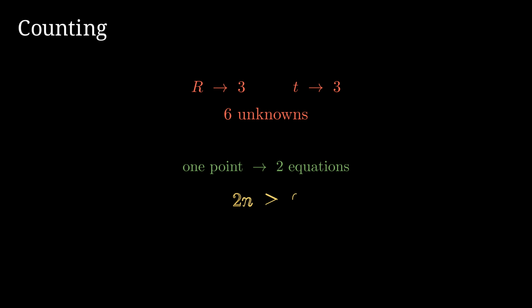Before solving anything, let's count. How many numbers is a pose? 3 for the rotation, an axis, and an angle. 3 for the translation. 6 unknowns total. And how much does 1 point buy us? Each correspondence says, this 3D point must land on this pixel. A pixel is 2 numbers, a row and a column. So that's 2 equations per point. 2n equations against 6 unknowns.